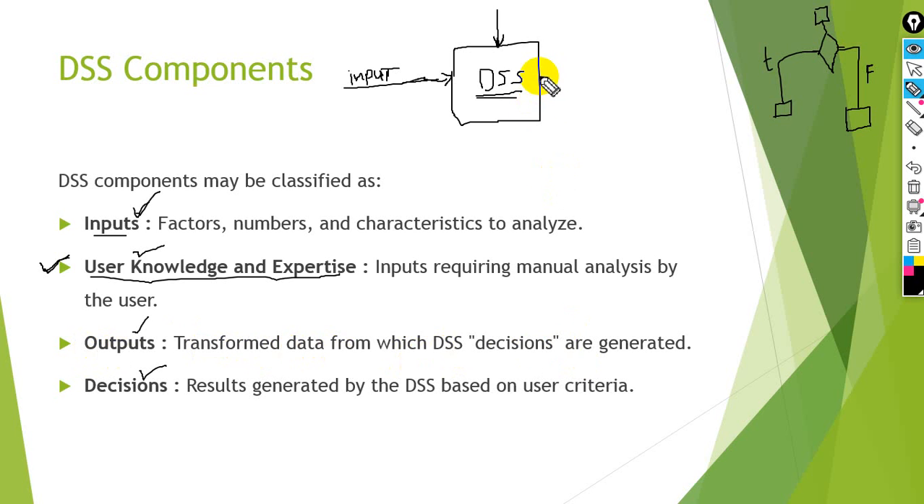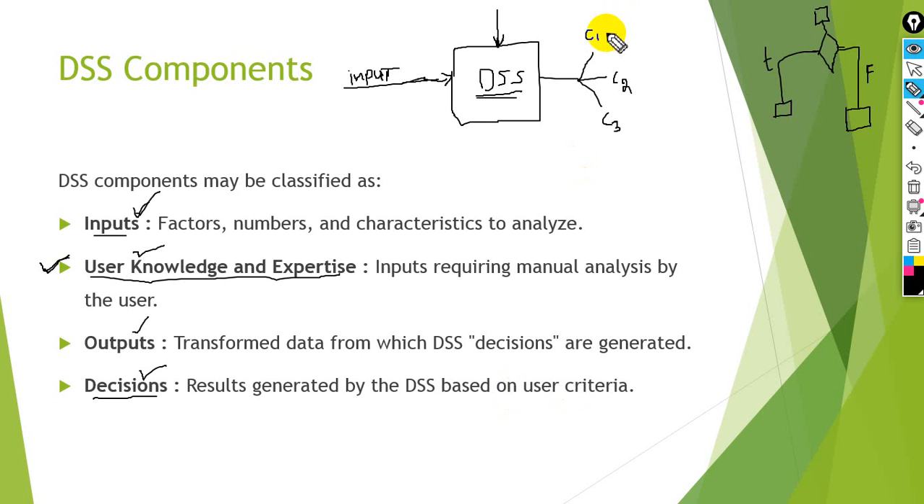So now when we give input to the DSS, it will do analysis on the input and will find output. Here it finds different outputs, different choices for you: choice 1, choice 2 and choice 3. So now we can say this is the output of the DSS. Next, decisions: the result generated by the DSS based on user criteria.